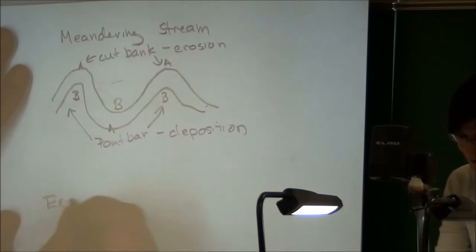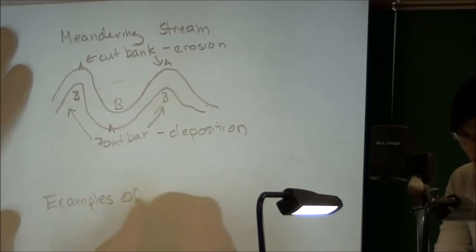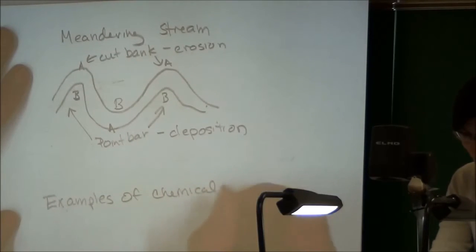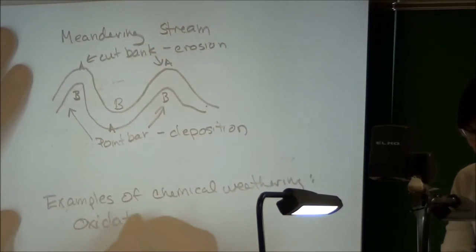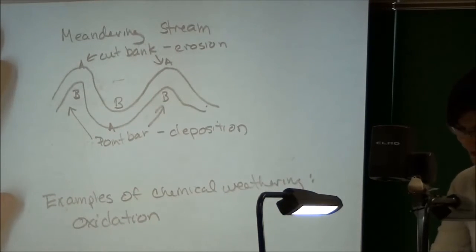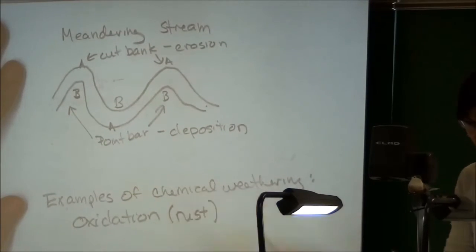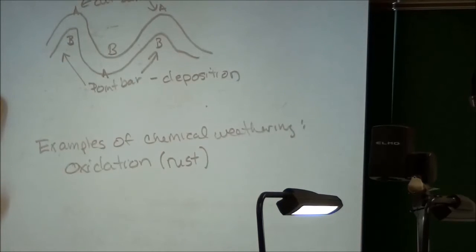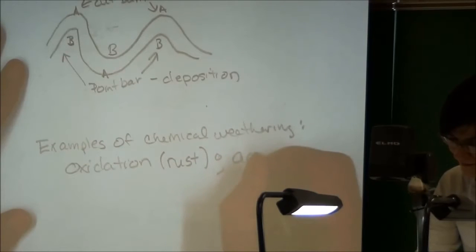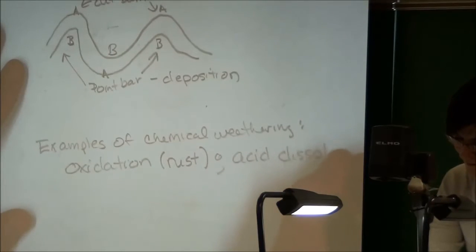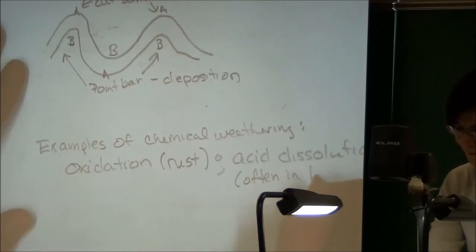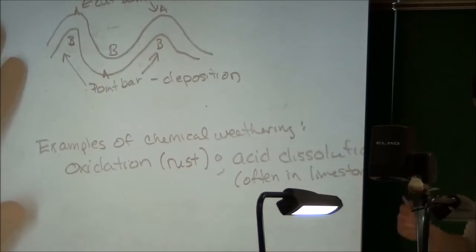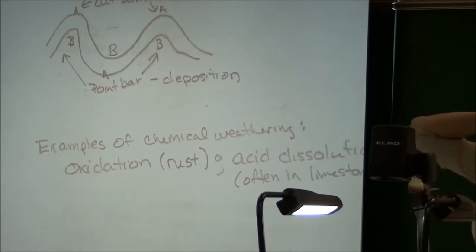So, examples of chemical weathering. What are some examples? Oxidation. Most common form of oxidation is what? Rust. Excellent. What else? Acid dissolution. And we see that very often in limestone, from rainwater. Excellent. Why is rainwater acidic? Carbon dioxide. Perfect.